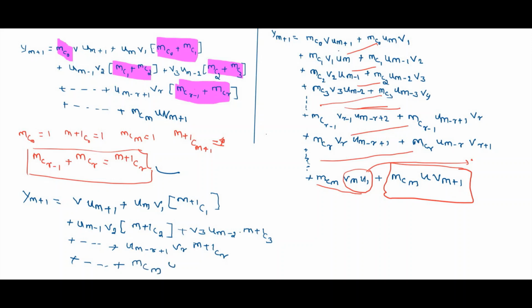Similarly, plus and so on, plus the last term MCM U V^(M+1), which shows that if you compare with the second equation, the equation which is given, only in place of N we have M+1. Hence the result is true for N is equal to M+1.